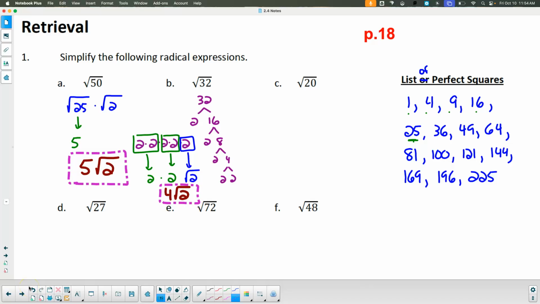Square root of 20 would be the square root of 4 times the square root of 5, so it would be 2 square roots of 5. Square root of 27 would be the square root of 9 times the square root of 3, which would be 3 square roots of 3.